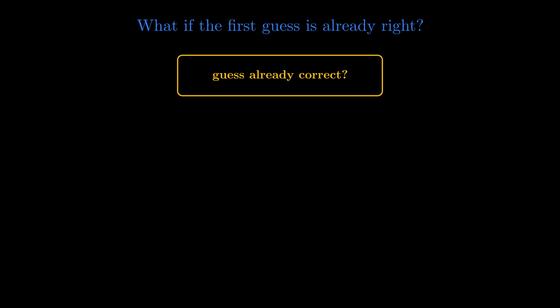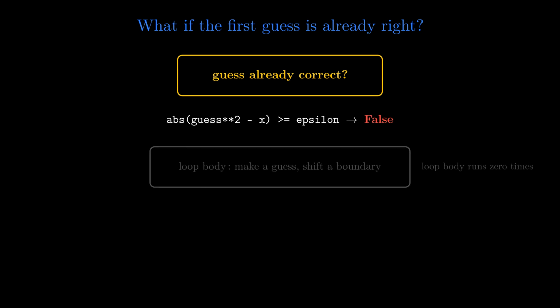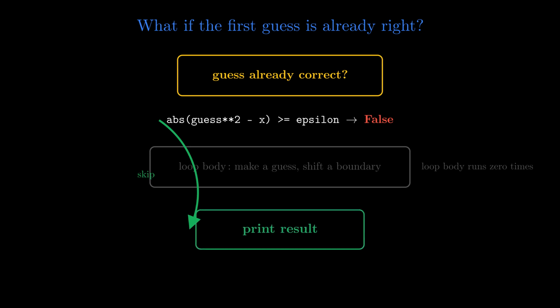We stop. One more detail: if the very first guess were already correct, the loop condition would be false immediately, and we never even enter the loop. We break out before doing any work, which is exactly the behavior we want.